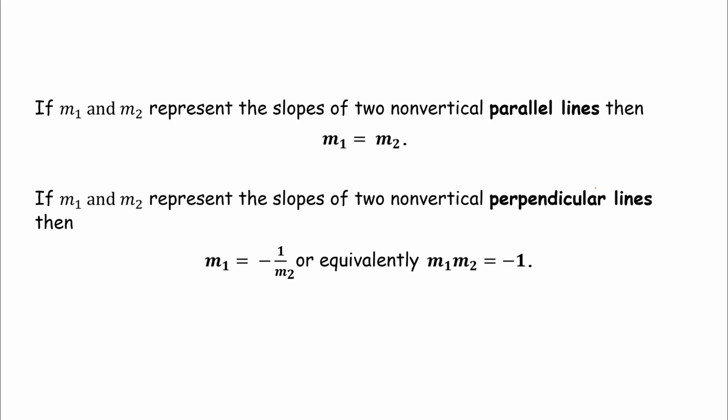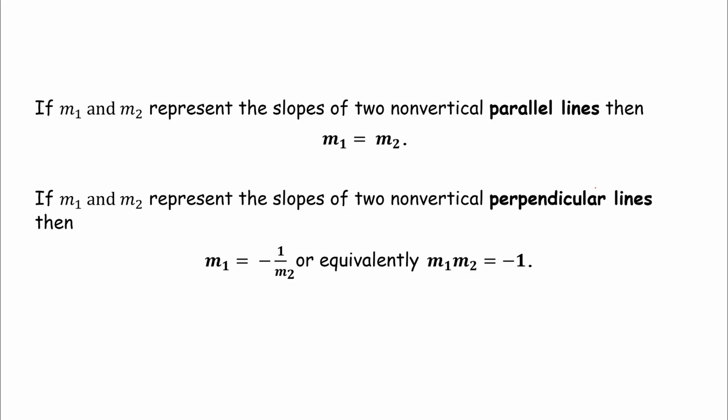If m sub 1 and m sub 2 represent the slopes of 2 non-vertical parallel lines, then m sub 1 is equal to m sub 2. So parallel lines have the same slope. That's basically all that's telling you. If m sub 1 and m sub 2 represent the slopes of 2 non-vertical perpendicular lines, then m sub 1 equals negative 1 over m sub 2, or equivalently, m1 times m2 is equal to negative 1. So parallel lines have the same slope. Perpendicular lines have opposite reciprocal slopes.